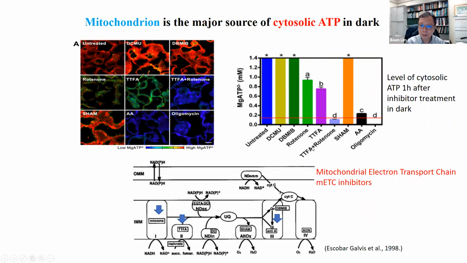And if we combine both, if we inhibit both, the ATP level in the cytosol after 1 hour will drop to a very low level. And then if we use oligomycin to inhibit the ATP synthase, there is undetectable ATP in the cytosol. So based on this inhibitor treatment, we show that mitochondrion is the major source of cytosolic ATP in the dark.